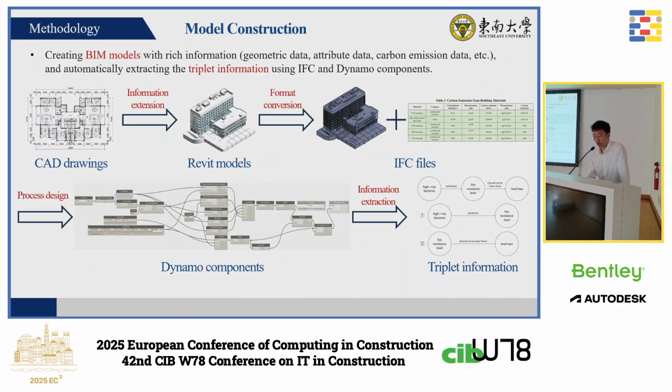This is our data flow. From the CAD drawings, we draw the Revit models with rich information such as carbon and fire protection rules. We get a rich information model, and then we designed many Dynamo components, for doors, for windows, and some others, so we can extract the information from these BIM models.